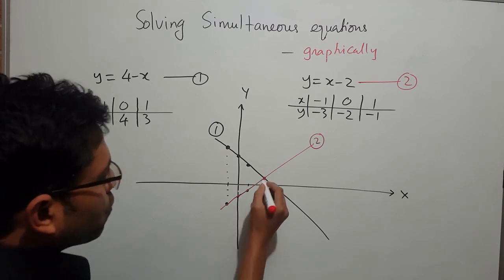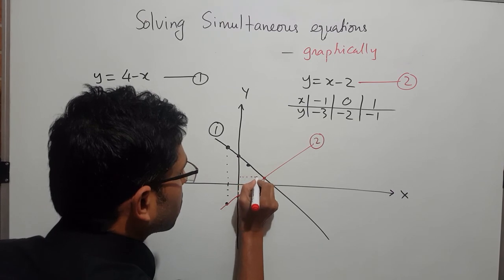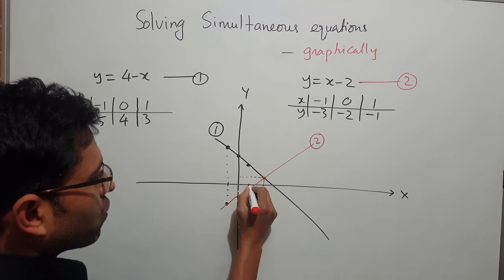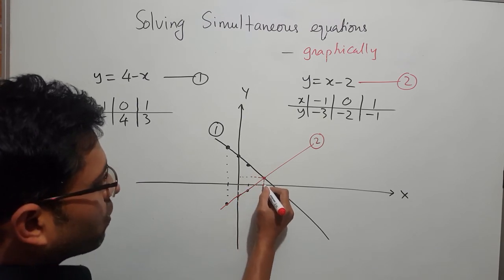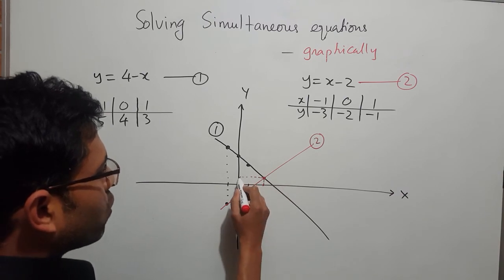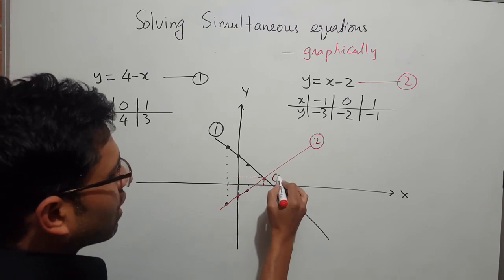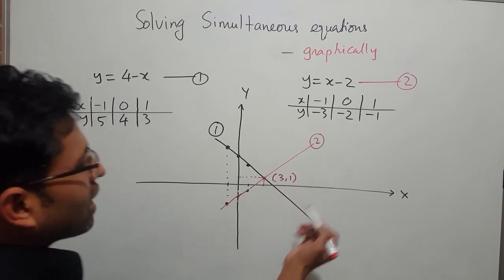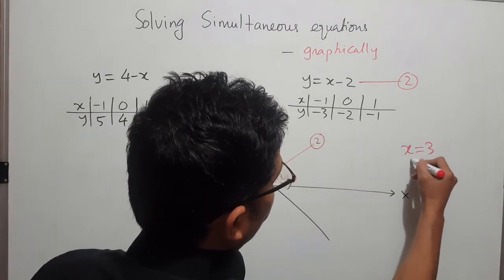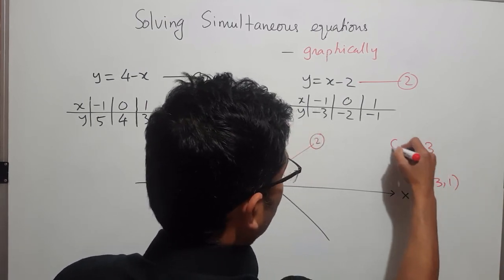Okay, now how to get this point? We just need to put a dot here and draw the lines across. We can ask, what is this horizontal distance? We can say x equals 1, 2, probably 3 here. So it's 3, and then y is just 1. So x 3, y 1 is the solution. So we can say the solution is x equals 3, y equals 1. Or you can even write it in this form. Doesn't matter which form you write, both are right.